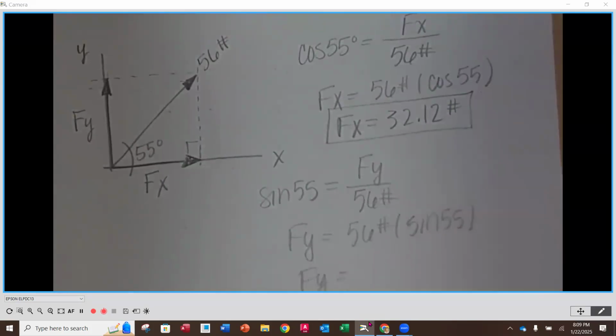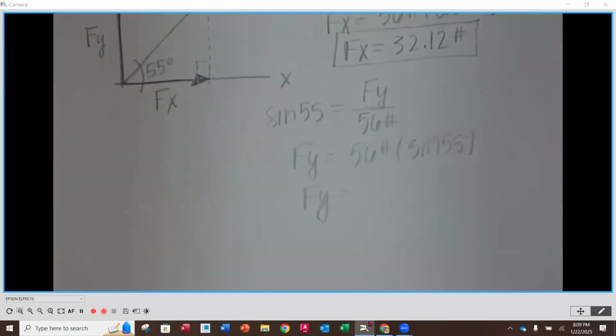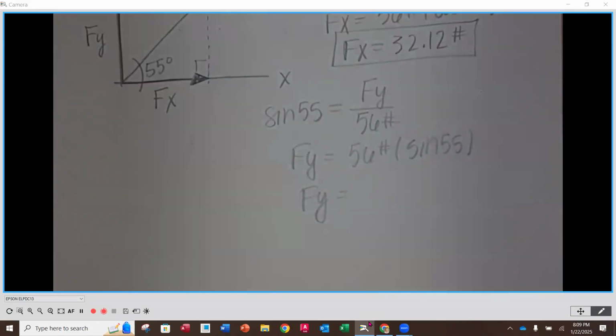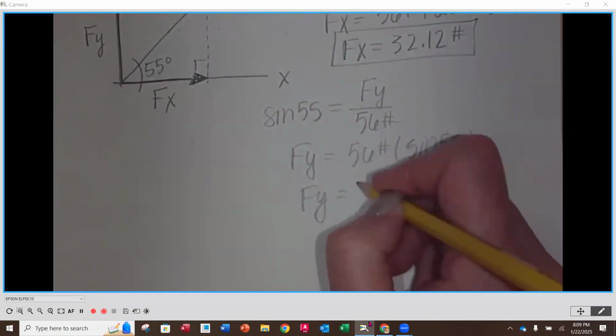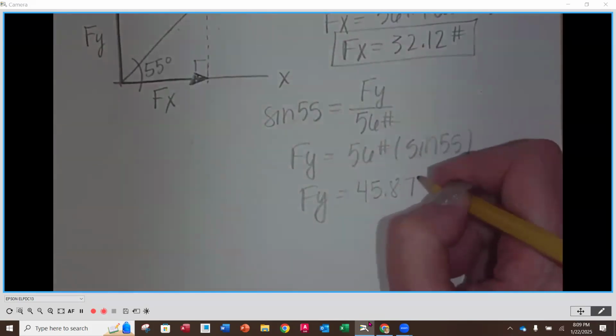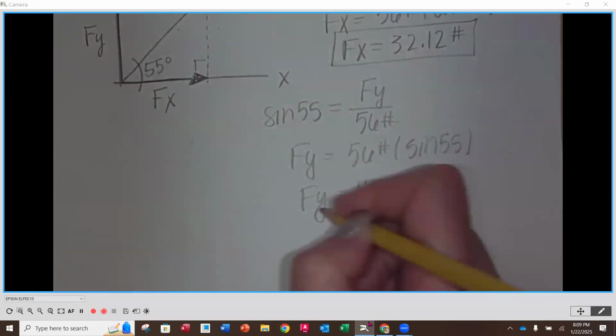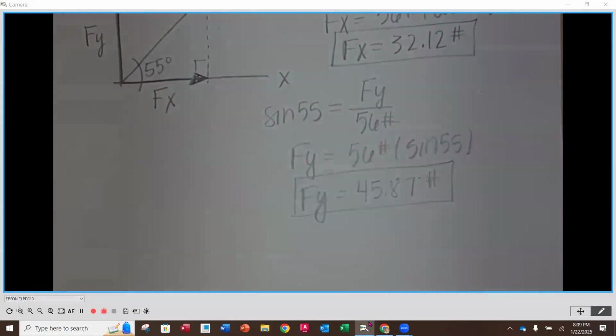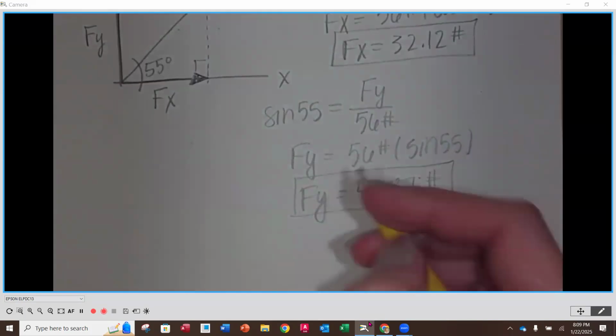Our Fy, you get 45.87 pounds. Again, make sure that you identify that Fy is equal to your number and then the units.